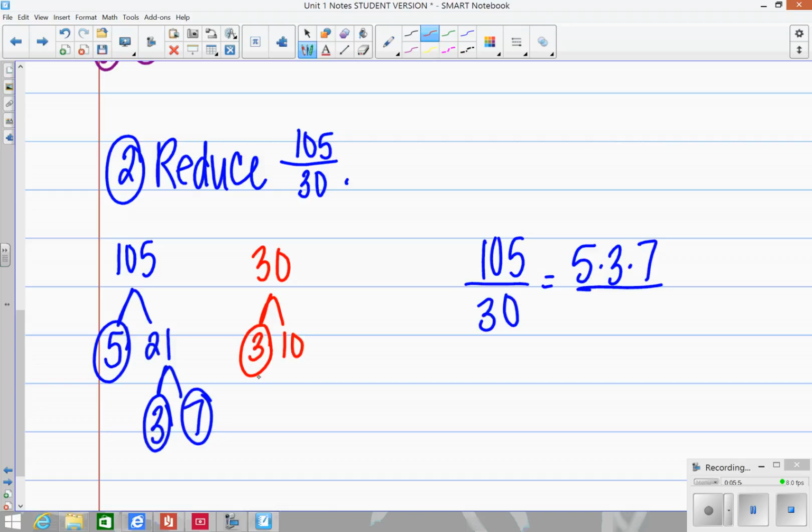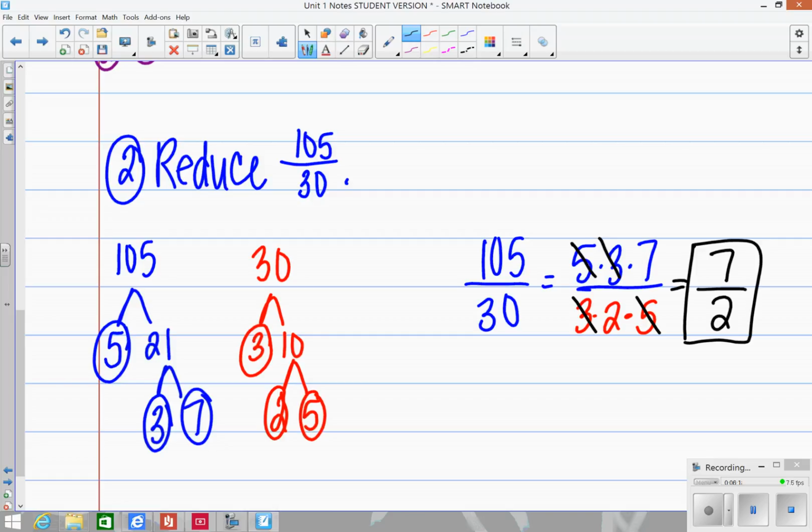So then you stop once you get prime numbers. So then break up 10, so 2 and 5, which are both prime. So that's the prime factorization. So on the bottom, I have 3 times 2 times 5. So then if I cancel out anything from top and the bottom that's the same, I'm left with 7 over 2.